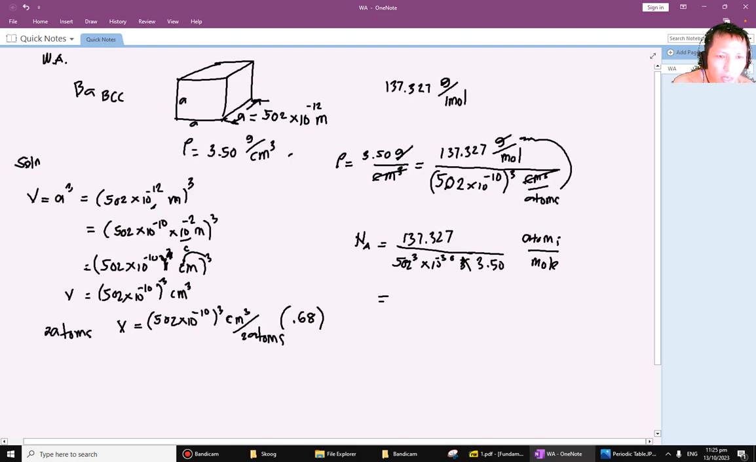Okay, and then you get your calculator. I have my calculator. So, 137.327 divided by 502 cubed, and then times 10 exponent negative 30, times 3.50. I don't know if you can see that. So that should give me 3.1. The answer is 3.1.